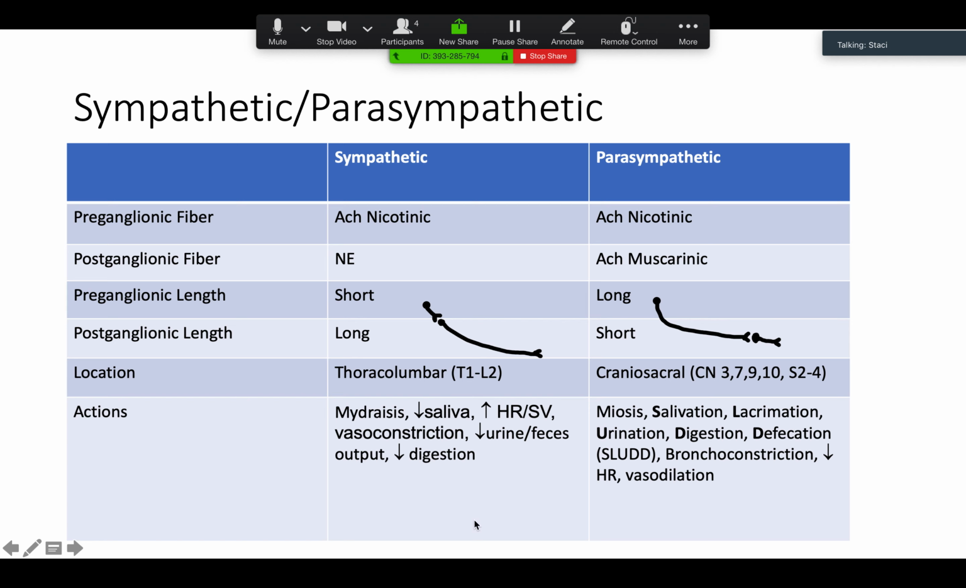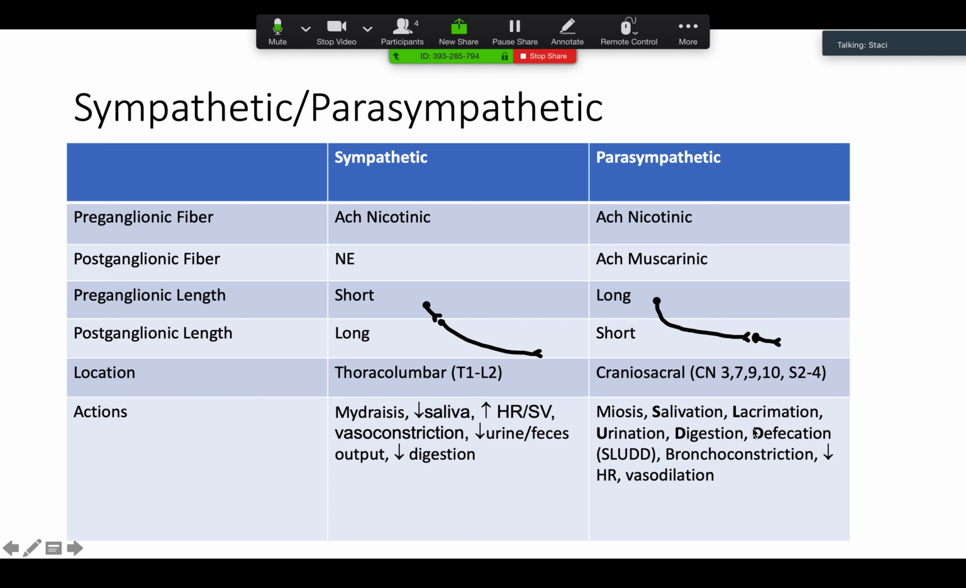So the actions, like you've probably heard a million times, are fight or flight. If I'm running from a bear, my heart rate's going to go up, my arteries are going to constrict, I would have less urination, less defecation. I'm not going to digest because I need to be running. I'm not going to have as much saliva. And then mydriasis and miosis, you're going to talk more about in the fourth block.